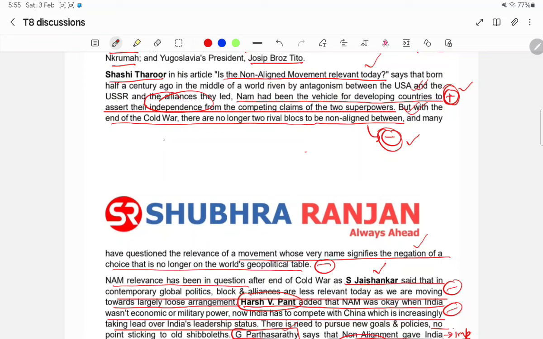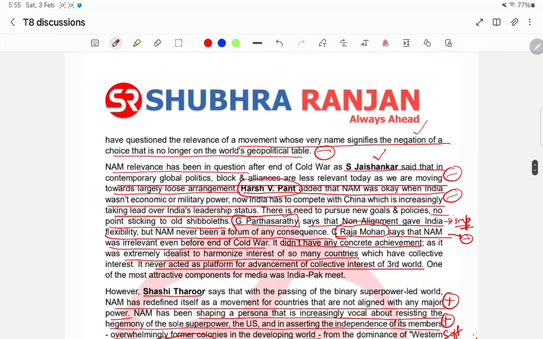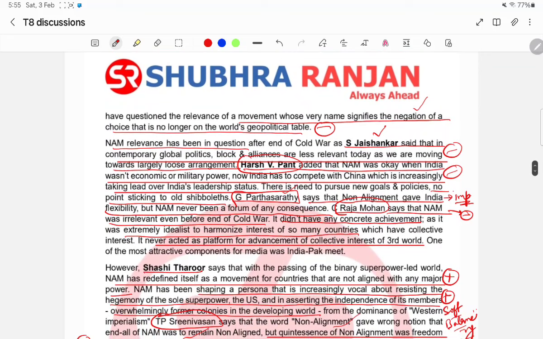And the negative thing is that with the end of the Cold War, there are no longer two rival blocks to be non-aligned with. Okay, so power blocks have ended, so why is this NAM continuing? So this is a point that can be written to prove the irrelevance of the NAM. Okay, so this was given by Tharoor in his article "Is the Non-Alignment Movement Relevant Today?" Okay. You can also mention that Jaishankar, Harsh Pant, G. Parthasarathy, C. Raja Mohan, these talk negatively about the NAM.